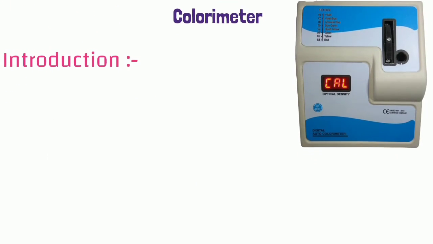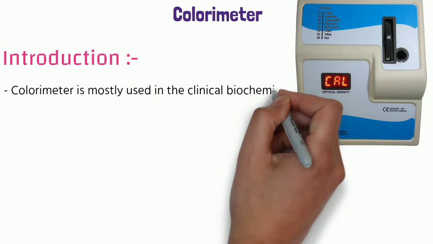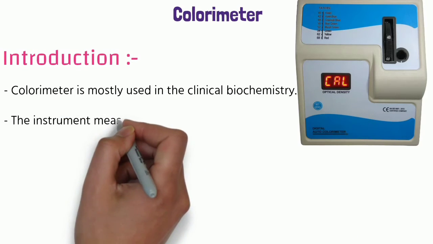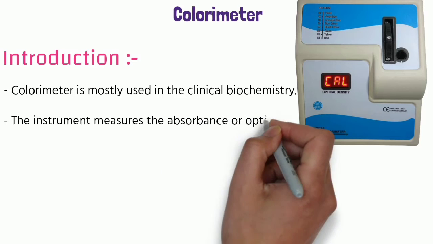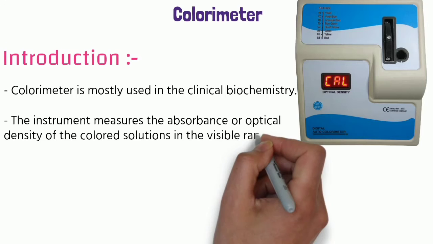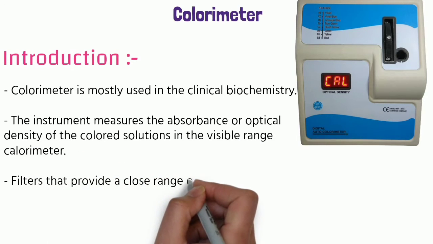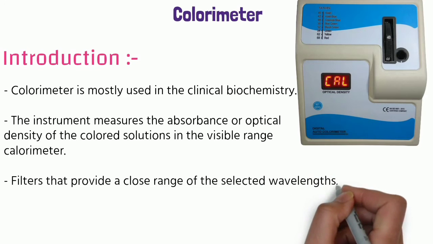In the introduction, the colorimeter is mostly used in clinical biochemistry. The instrument measures the absorbance or optical density of colored solutions in the visible range. The colorimeter has a filter that provides a close range of the selected wavelength. We have to set a wavelength here.